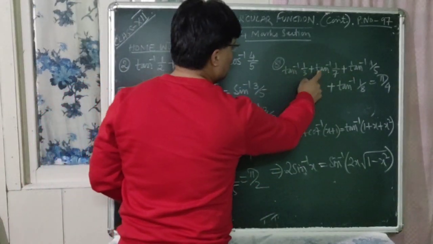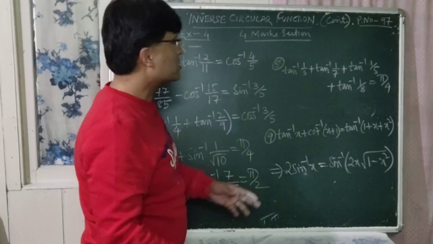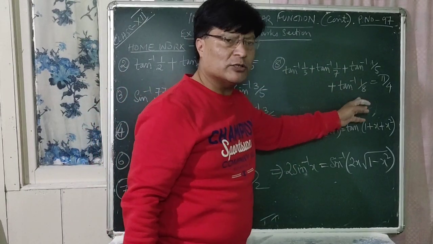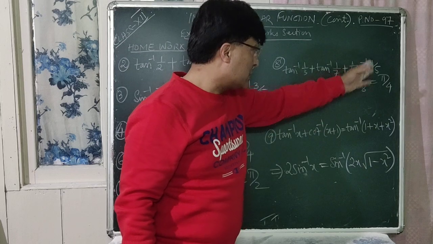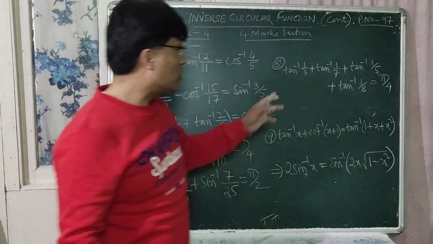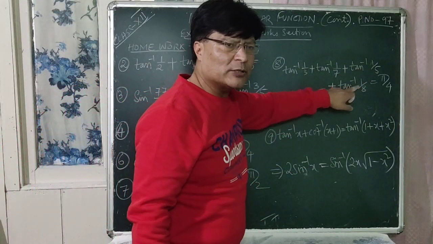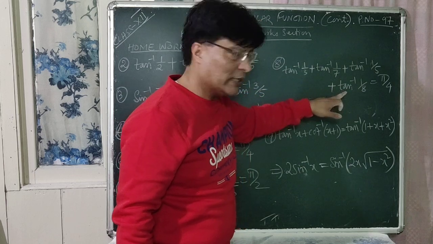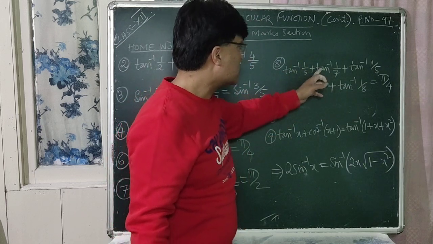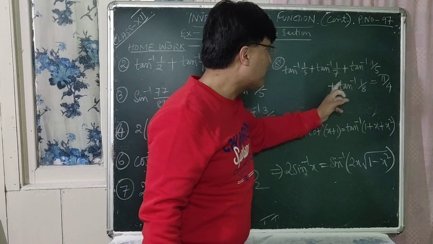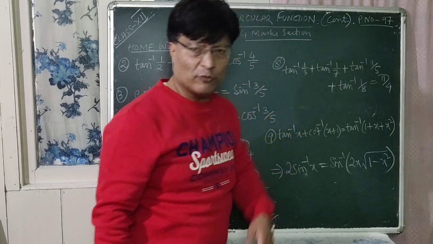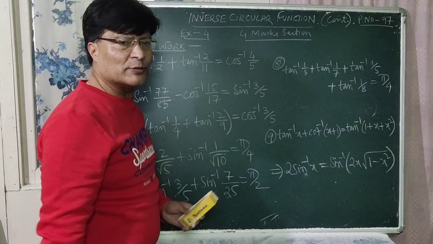Tan inverse 1/3 plus tan inverse 1 by 7 plus tan inverse 1 by 5 plus, this is the continuation part. Since there was no space, I wrote this tan inverse 1 by 8 here. Okay. So tan inverse 1/3 plus tan inverse 1 by 7 plus tan inverse 1 by 5 plus tan inverse 1 by 8 is equal to pi by 4. So you have to take the terms in pairs.